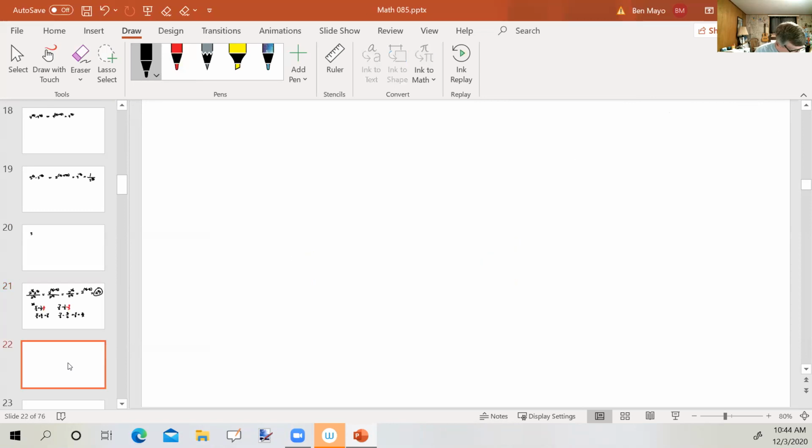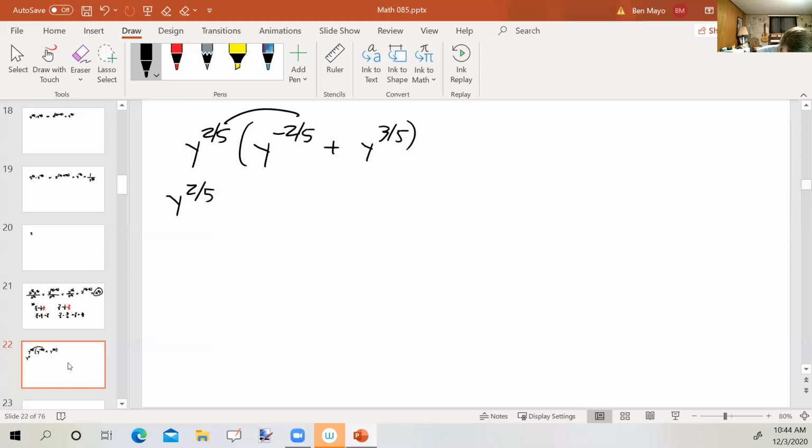Alrighty. Let's say we've got y to the 2/5 power times the quantity y to the negative 2/5 power plus y to the 3/5 power. So here we're going to distribute. We're going to get y to the 2/5 times y to the negative 2/5 plus y to the 2/5 times y to the 3/5 power.